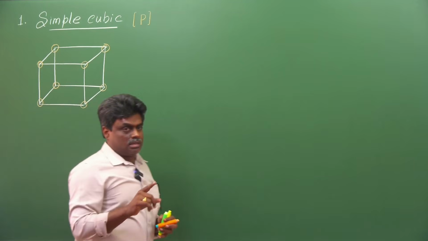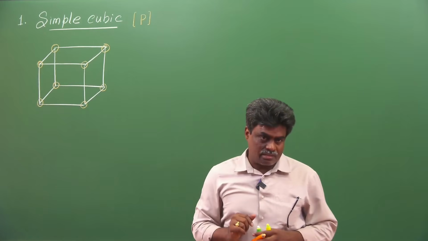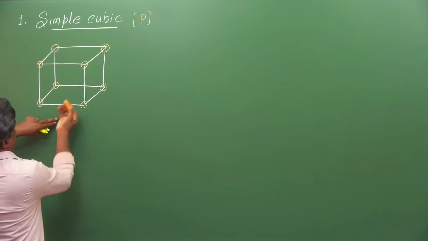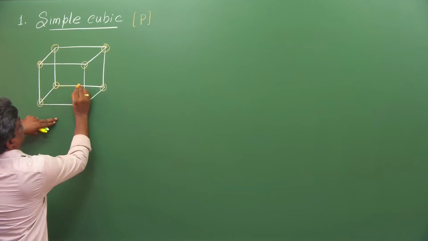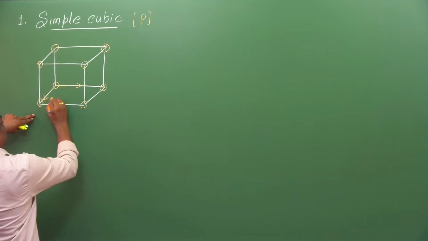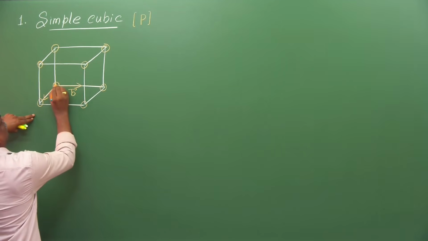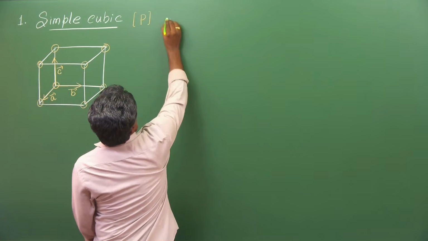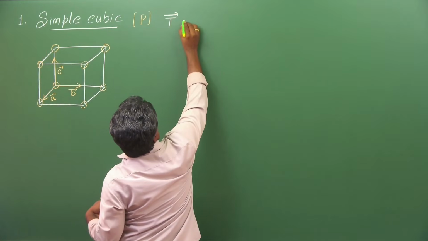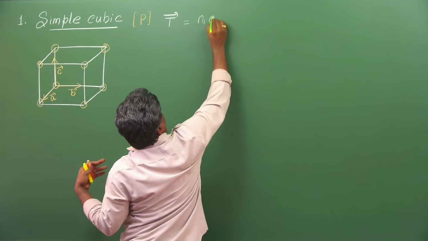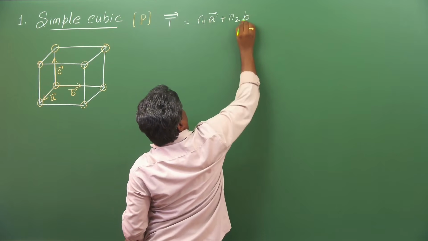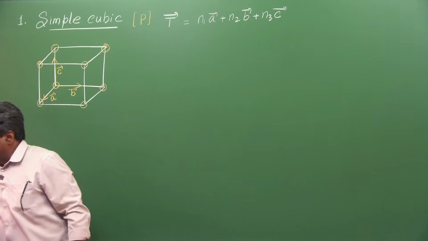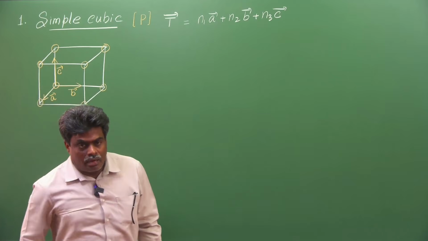For every crystal structure we need primitive vectors. I have already discussed it. So we need to find the primitive vectors. It's very simple. Here we can take this is A bar, and this is B bar, and this is C bar. Is that clear? So the translation vector, how you got all these points? By translation vector, T bar equal to N1 A bar plus N2 B bar plus N3 C bar, where N1, N2, N3 are the integers, A, B, C are primitive vectors.